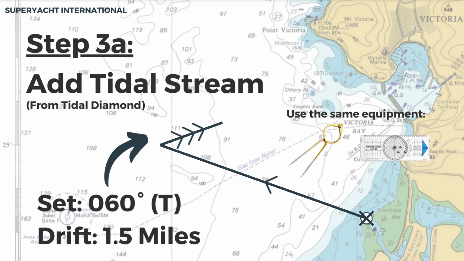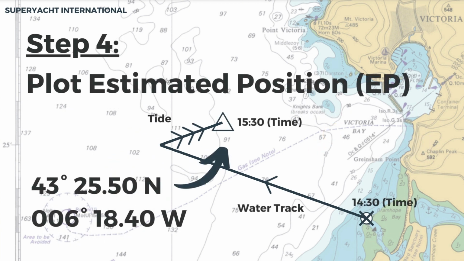Step 3a. Add the tidal stream. Draw the tidal stream on the chart using the data from the previous step. Use the plotter and divider to measure this out. Label this tidal stream with 3 arrows.